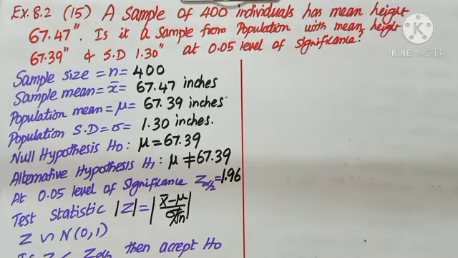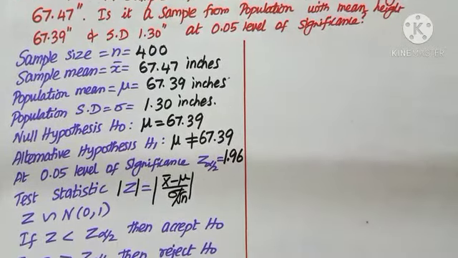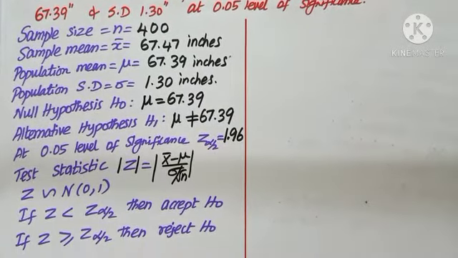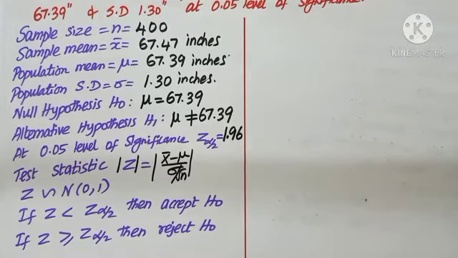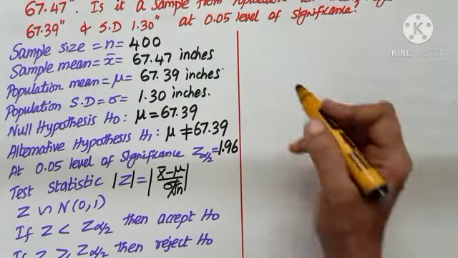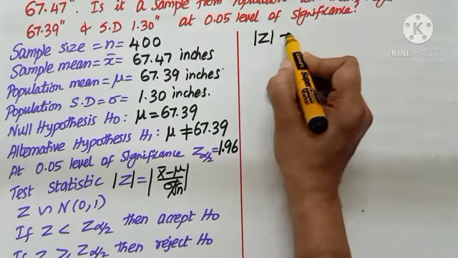Z value is a normal variate. Z follows N(0,1). If Z value is below Z alpha, accept H naught, and if it is greater than or equal to Z alpha, reject H naught. It is a two-tailed test, so remember to put the modulus. Find out mod Z.